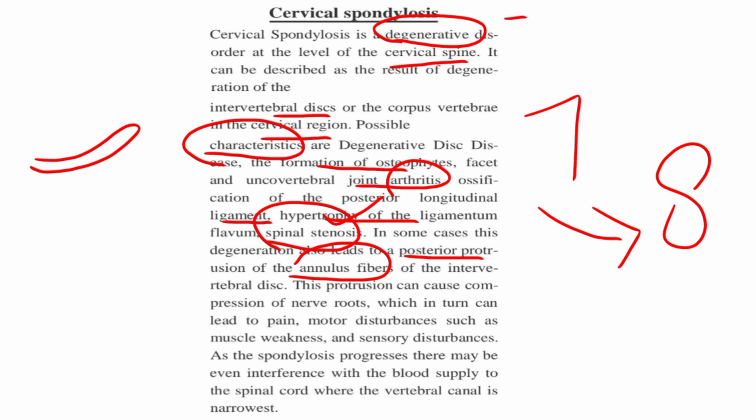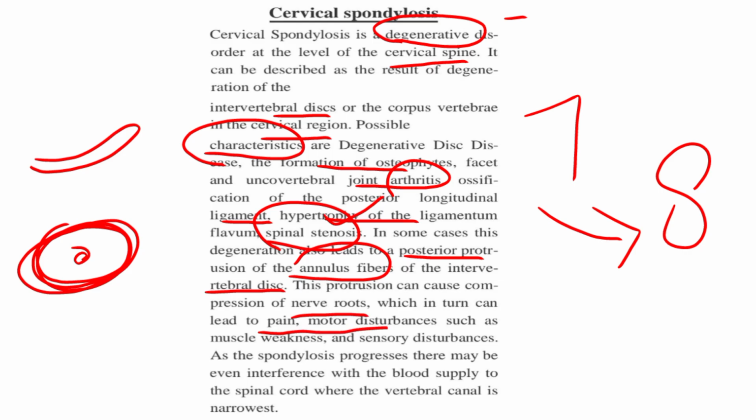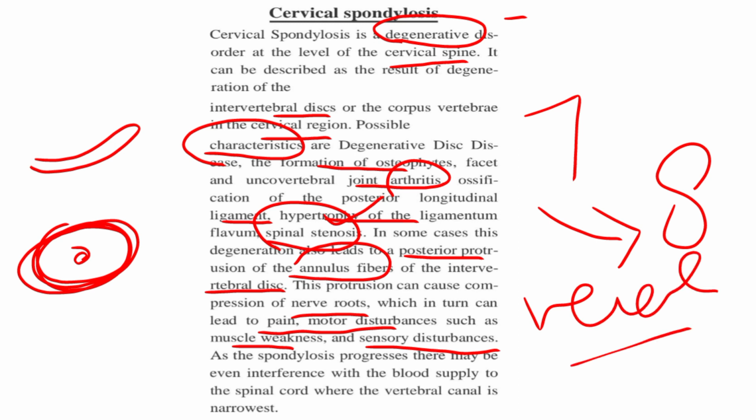Between the vertebrae there is an intervertebral disc. Around it we have the annulus fibrosus, and in the middle we have the nucleus pulposus. So the posterior protrusion of the annulus fibrosus of the intervertebral disc can cause compression of the nerve roots, which in turn can lead to pain, motor disturbance, muscular weakness, and sensory disturbance. All the symptoms that nerve compression can cause.